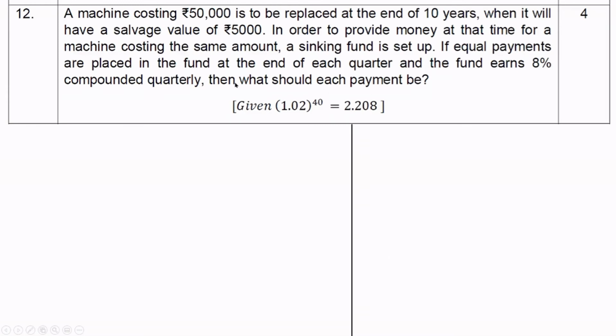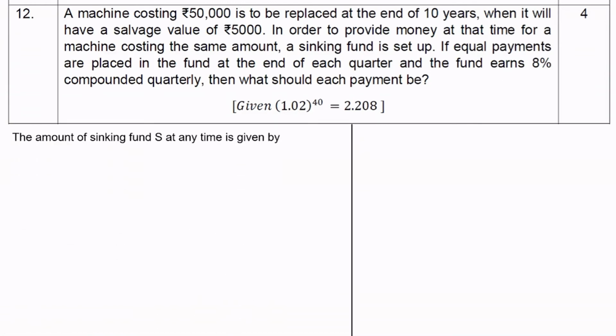So here this is the sinking fund problem. Here a machine costing 50,000 rupees should be replaced at the end of 10 years and the machine has a salvage value of rupees 5,000. In order to provide the money, a sinking fund is set up, and here equal payments are placed in the fund at the end of each quarter and the fund earns 8% compounded quarterly. We need to find the amount of each payment. What should each payment be?